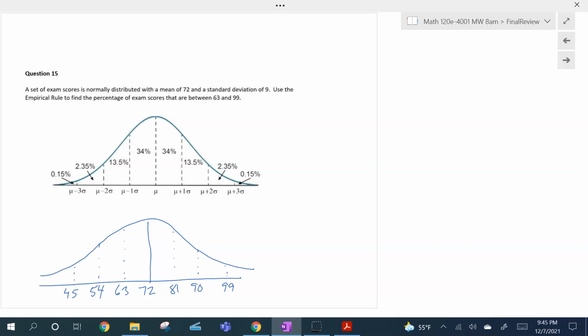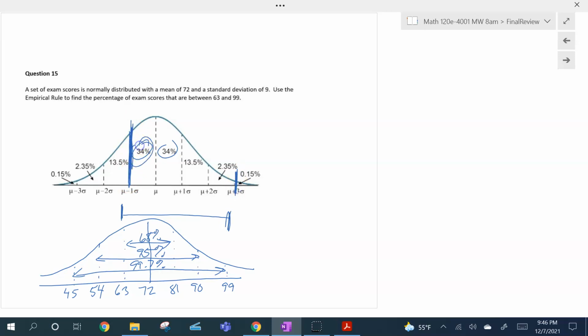So remember the 68-95-99.7 rule: 68% of the data is in there. That's why you've got 34%, 34%. 95% of the data is in there. That's where you get those other percentages shown above that. And then 99.7% of the data is within 3 standard deviations. They want this one between 63 and 99, right up there at the 3rd standard deviation. In other words, from here, 1 standard deviation below, clear up here.